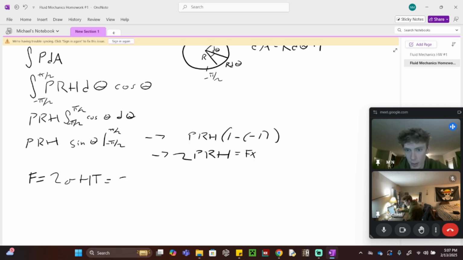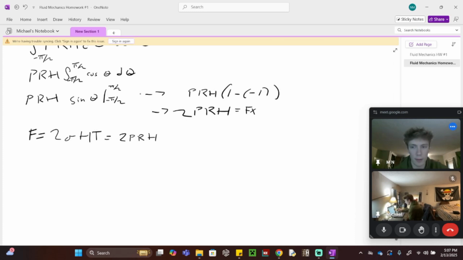And we know that equals 2PRH. So if we divide our 2 over, our h over, they cancel. And we can get our thickness, our minimum wall thickness, to be PR over sigma. This is our expression.